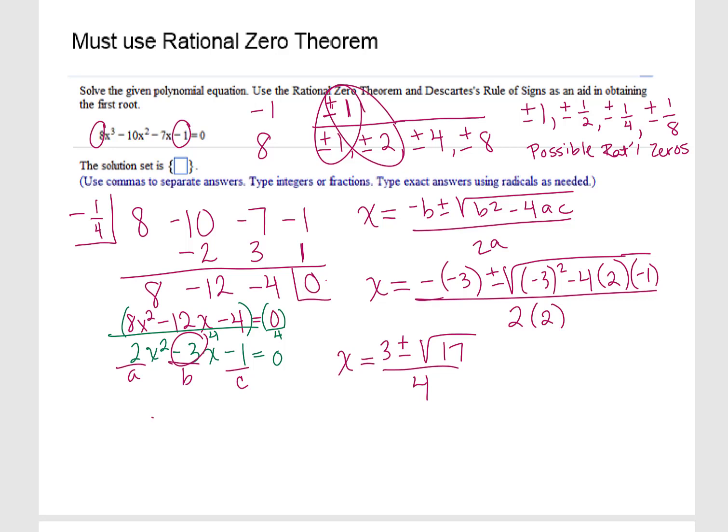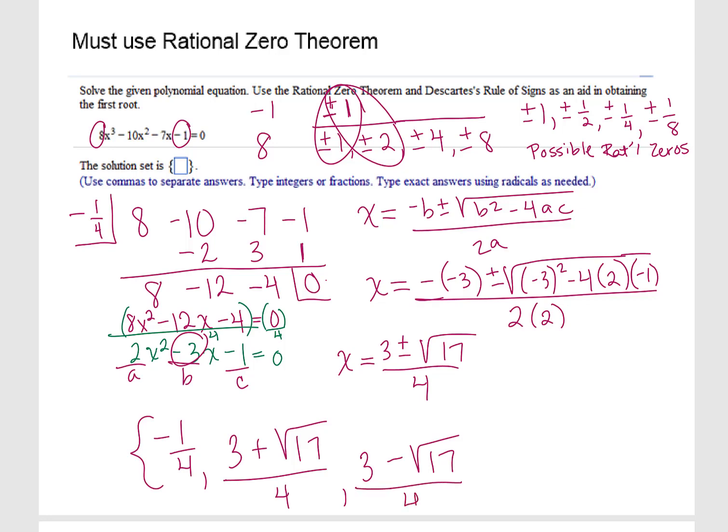So for my solution set, don't forget the rational 0 that you started with. We have 3 plus the square root of 17 over 4, and then 3 minus the square root of 17 over 4. And those are your three answers.